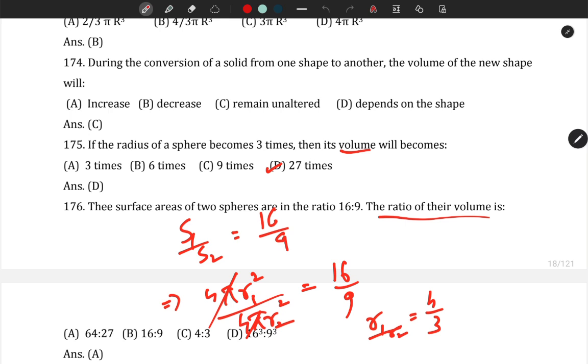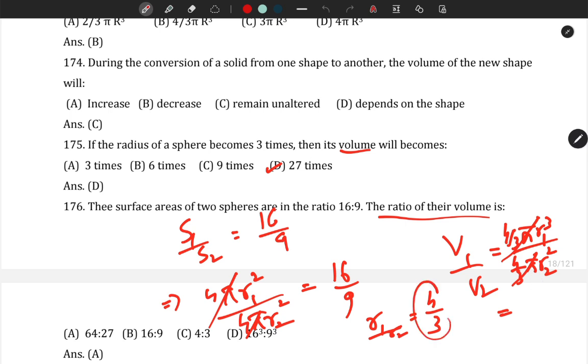So the ratio of their volumes, V1 by V2, will be equal to 4 by 3 pi r1 cube divided by 4 by 3 pi r2 cube. If you cancel this, we are left with r1 cube by r2 cube, but r1 by r2 is 4 by 3, whole thing cube. This will give us 64 by 27. So the ratio of the volumes will be 64:27. That is option A.